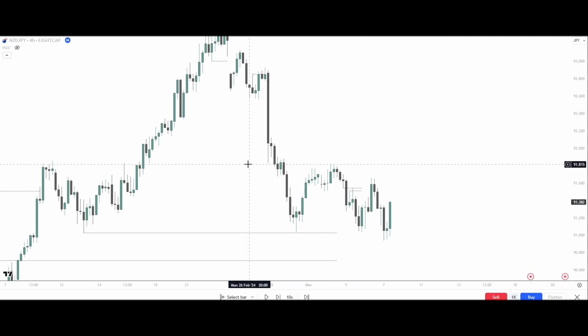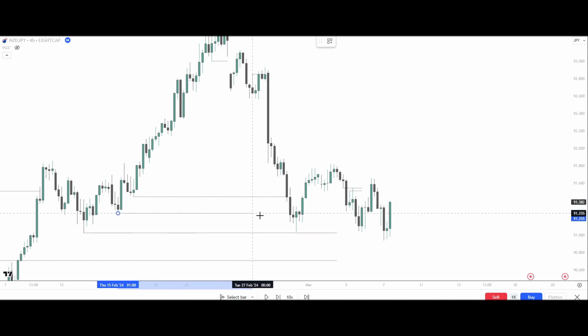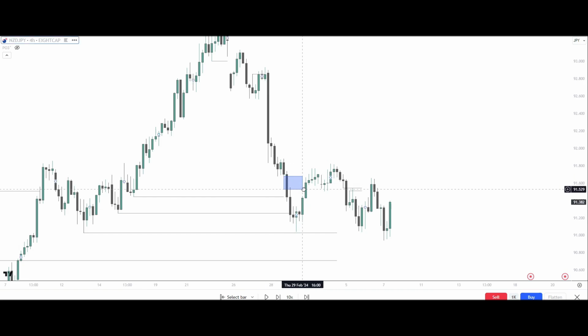After that, if we look, we have another ERL to IRL cycle in between here as well. We have this low right here, and we have this low right here. These are taken out. Then we have these fair value gaps, which are the internal range liquidities here and here. So you can see how price goes back up to them and then continues to go lower into the external range liquidity.